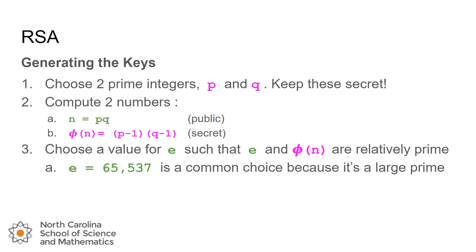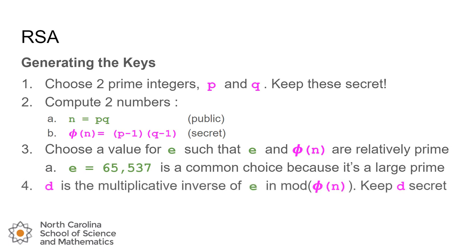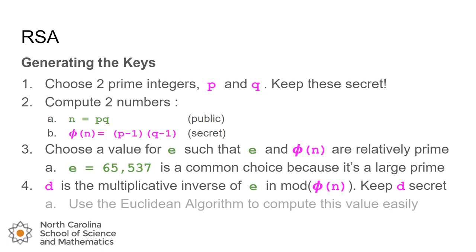And then the last thing we need to calculate is d, which, just like in KID RSA, is a value that we're going to use in the decryption process. d needs to be the multiplicative inverse of e in the modulus of phi of n. And we can quickly compute that using the Euclidean algorithm that we've seen previously. So again, you would not be able to get the value of d unless you knew e, which you will because it's public, and phi of n, which you better not, because that is secret.